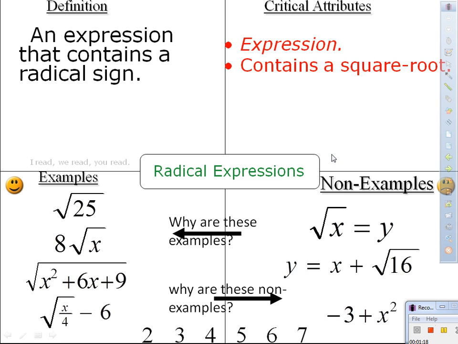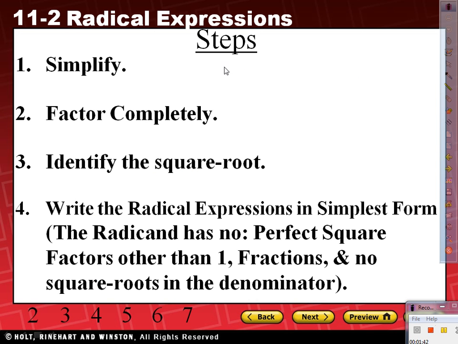Steps. It's only 4 steps, but the last step has other steps, so copy this. Steps to simplify radical expressions. Step 1, simplify. Step 2, factor completely. Step 3, identify the square root. Step 4, write the radical expression in simplest form. The radicand has no perfect square factors other than 1, no fractions, and no square roots in the denominator.